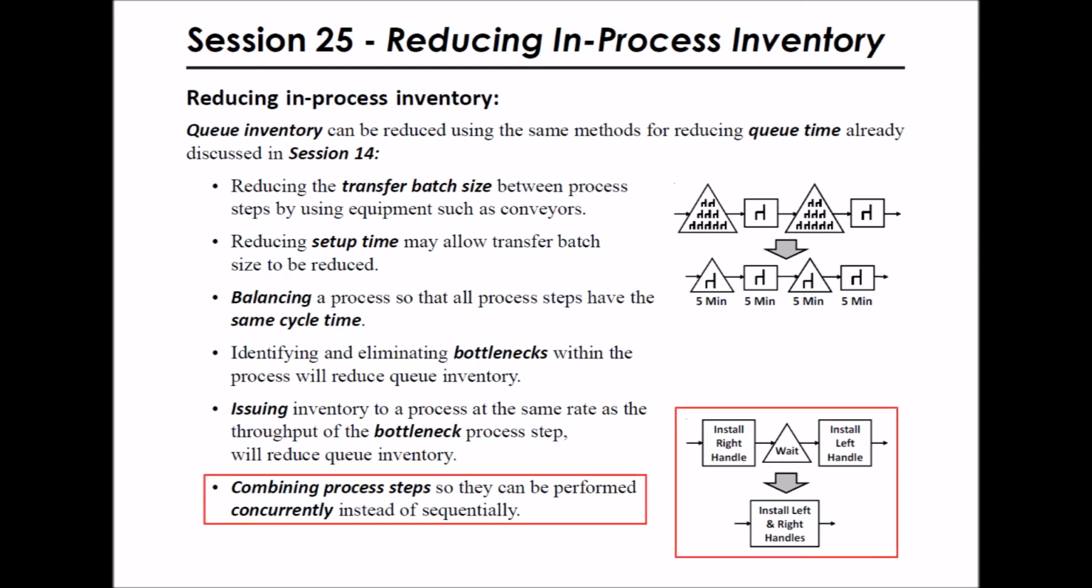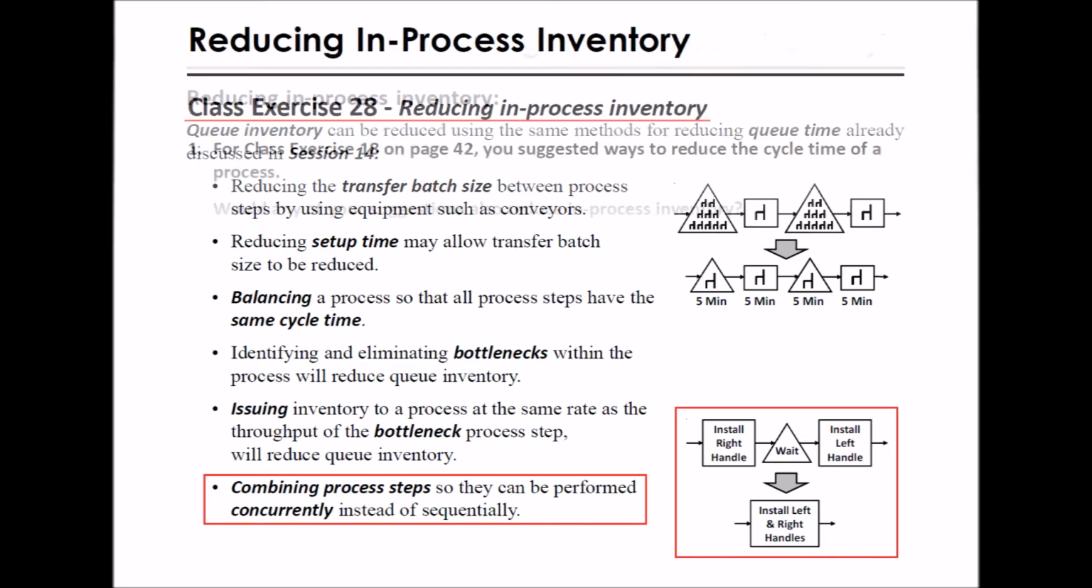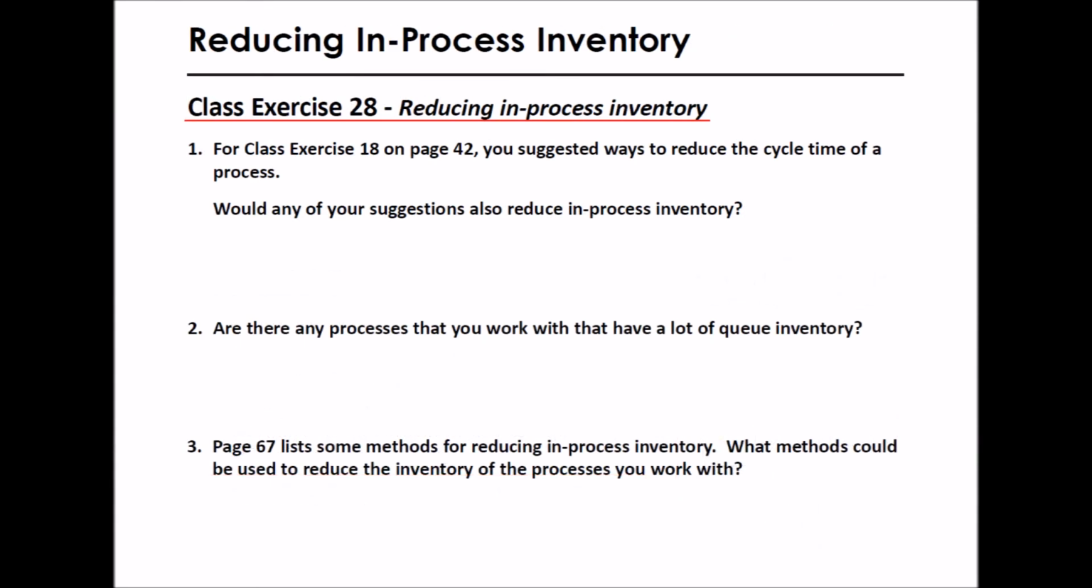Combining process steps so they can be performed concurrently instead of sequentially. In this example, combining process steps reduces the inventory by 2/3. The operators should now understand that many of the same activities that reduce cycle time will also reduce in-process inventory.